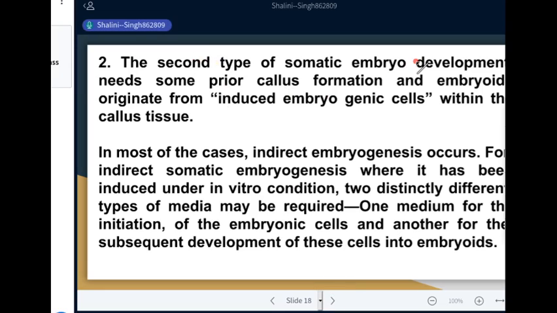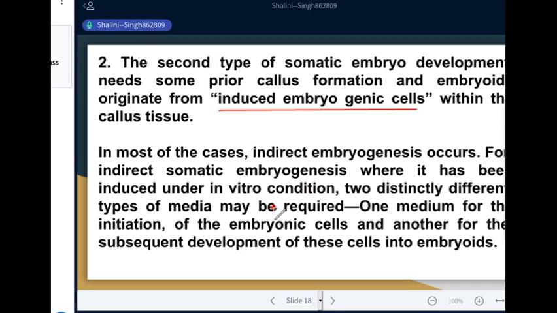The second type of somatic embryo development needs some prior callus formation and embryos which originate from induced embryogenic cells, IEDC, within the callus tissue. So this is known as indirect somatic embryogenesis, where somatic cells are developed into the embryo-like structure, and this somatic embryogenesis is induced under in vitro conditions.